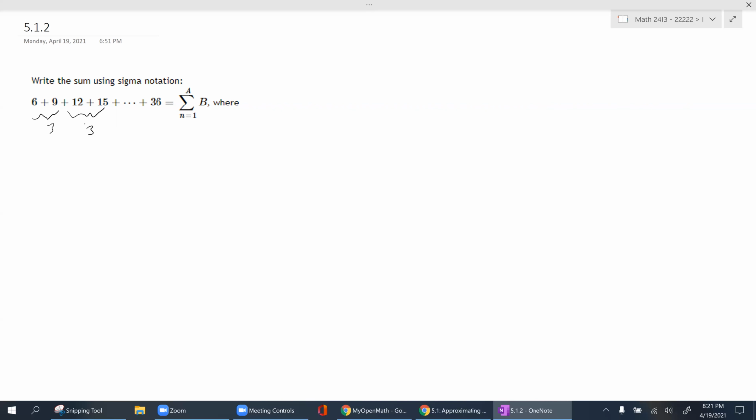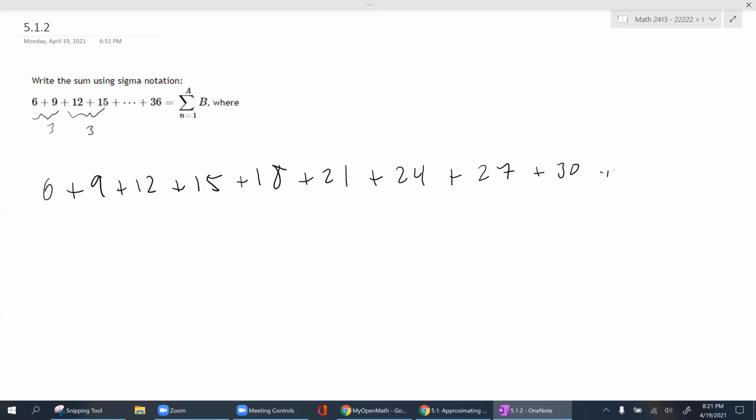3, all right? So here you could say 6 plus 9 plus 12 plus 15. What would be that? Plus, what's plus 3 more? It's 18 plus 21 plus, what's the other one? 24 plus 27 plus 30. What was that? 33 plus 36. So that's exactly what it is, right? We end up at 36.